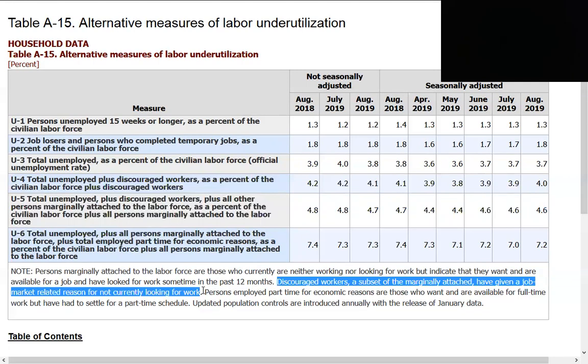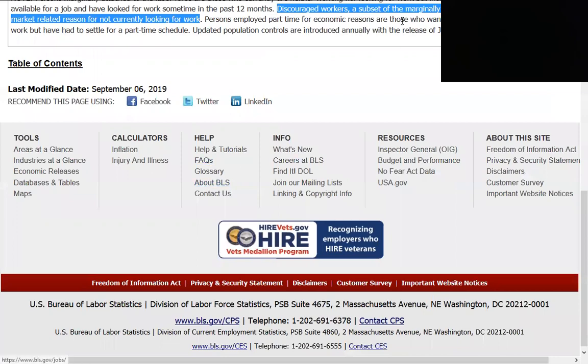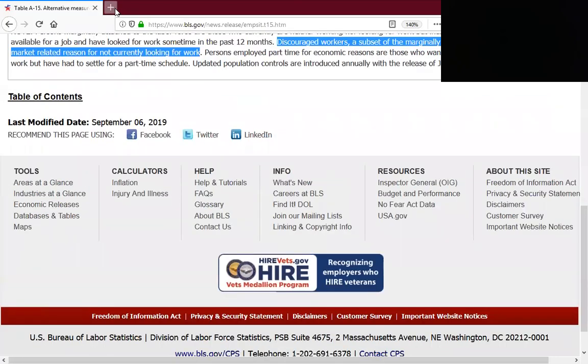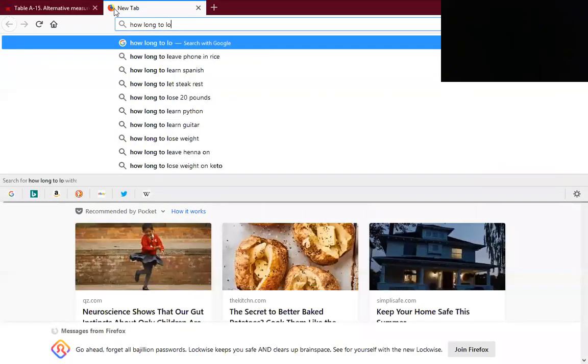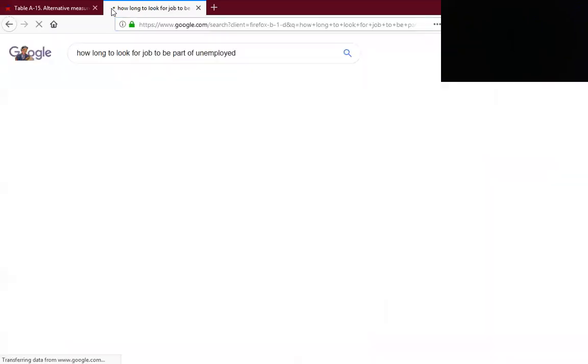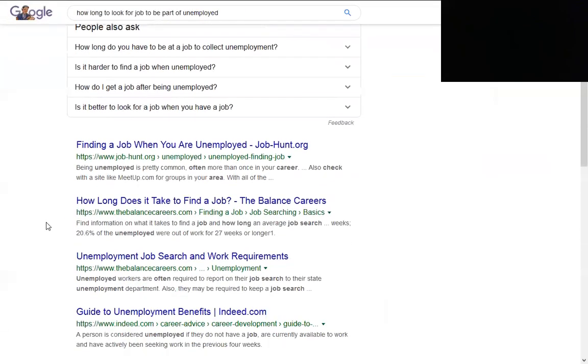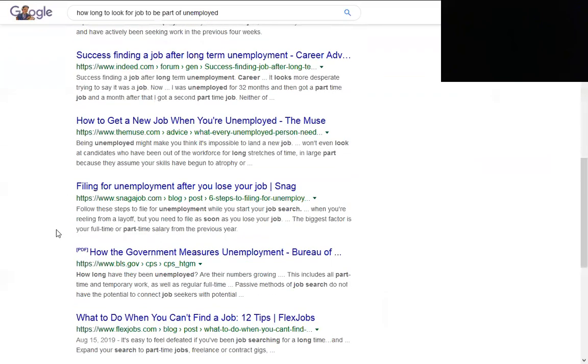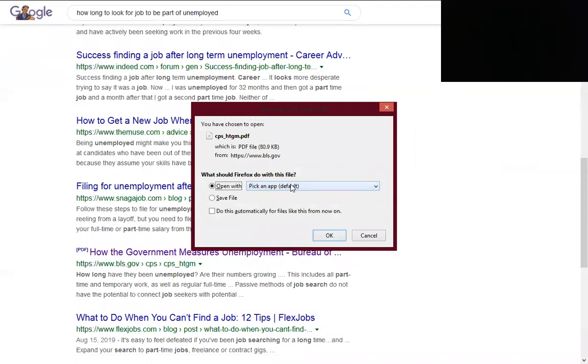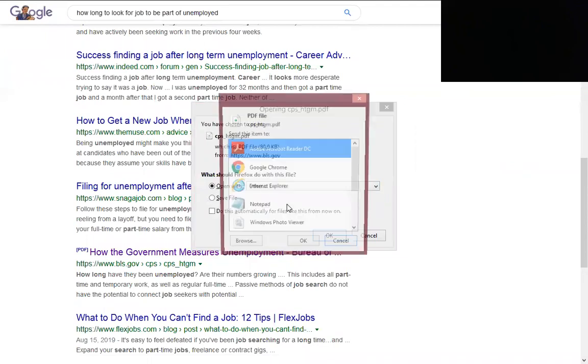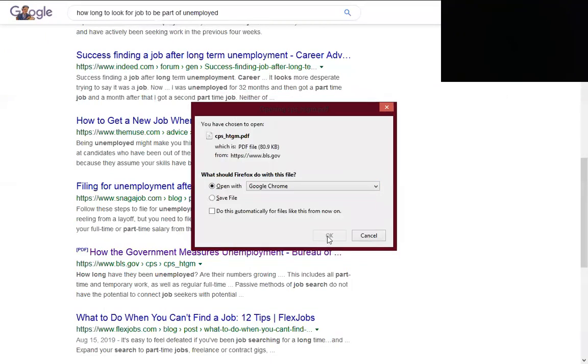What is it? 12? I think it's, we should definitely know this. So how long do you have to look for a job to be part of the unemployed? I think it's 3 months, 12 weeks. Definitely should know this. You can't open a PDF. That's really lame.